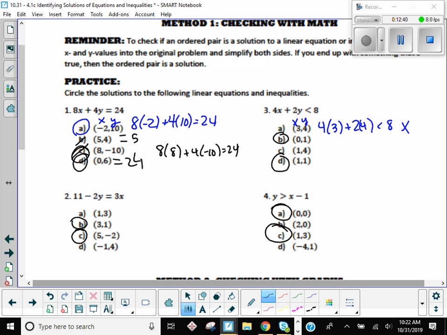On number 4? Okay, so let me check that. So Y is 1. So these are your X and your Ys. So 1 greater than negative 4 minus 1. Yes, that's true. So D is true as well. Before I scroll, be sure your answers match these, okay?